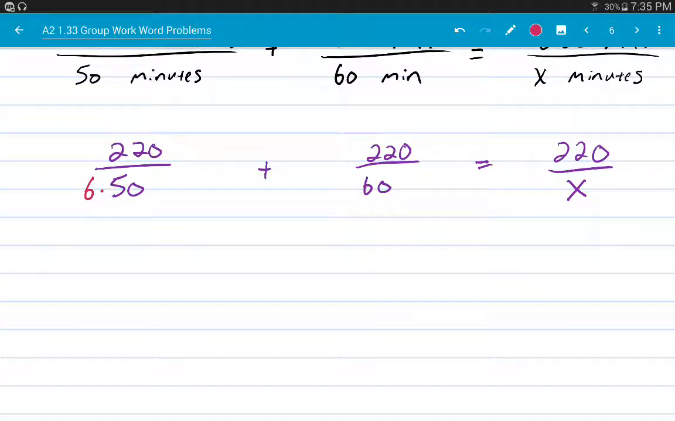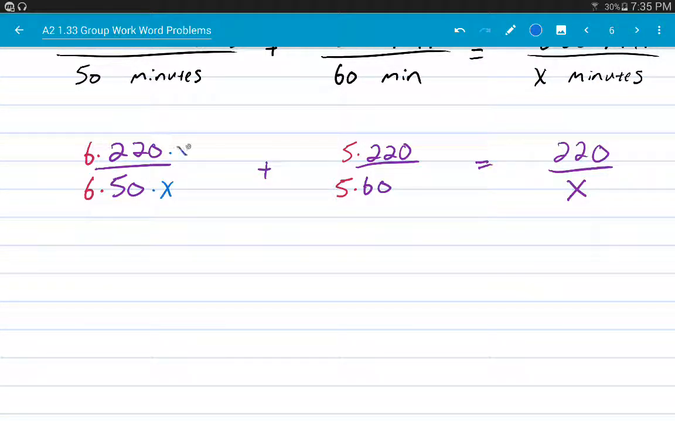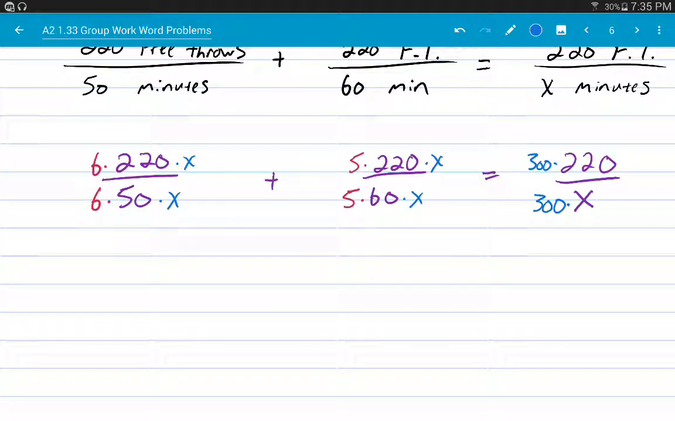So if this was times 6, I would have times 6 on the top as well. In order to make this into 300, I would have to multiply by 5. That would need 5 on top as well. And now this has an x. Well, the left side's missing an x, so I'm going to put the x in there. And the right side is missing a 300. So now let's see, 6 times 50x, 5 times 60x, and 300x. Those are all the same thing. Those are all equal. And since they're all equal, I can cross them out.